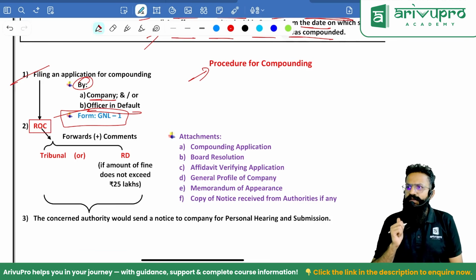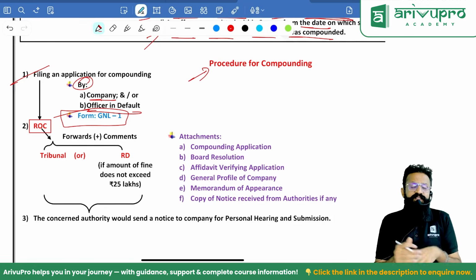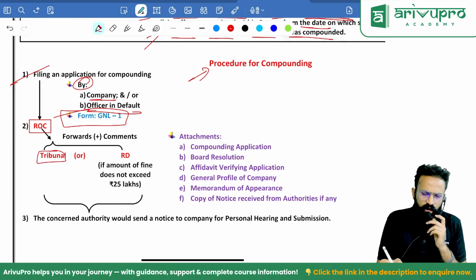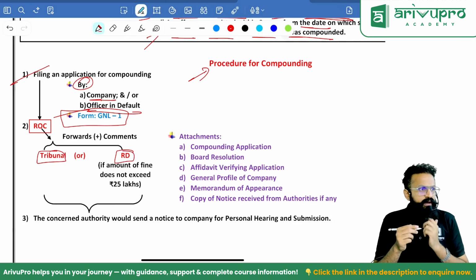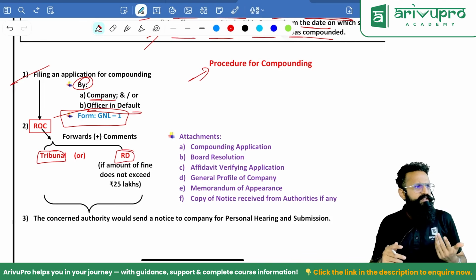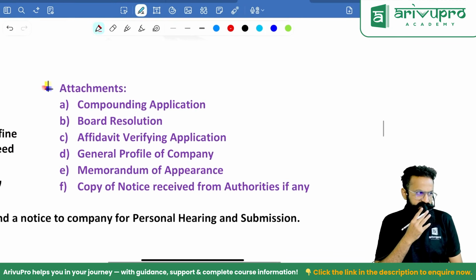Now, sir, what will ROC do? ROC will take your comments. If he deems fit, if he thinks it's a right application, ROC will forward your application to either the tribunal or to the RD. Provided, when will he forward it, sir? Provided you have given all the sufficient information. What do you mean by all the sufficient information? These are called the attachments.